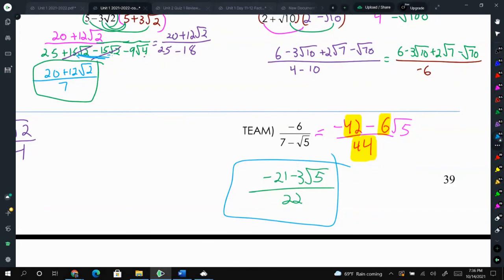Rationalizing the denominator is a process. It takes some time, but it does make life a lot easier when we work with these expressions later on. So if you need to review this, please do so.